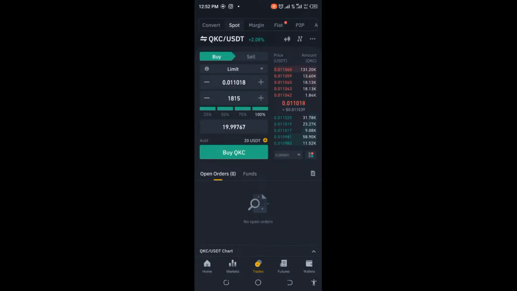If I buy this and wait, what's going to happen is I'm just going to get 1815. But if I click on the first red, and I put 100%, I'm just going to lose 4 of that. So that's like 4 cents.